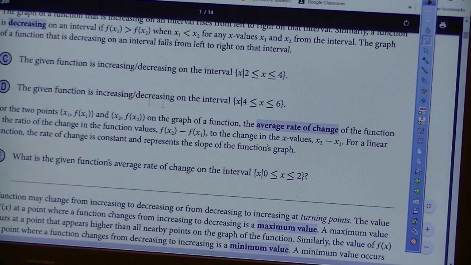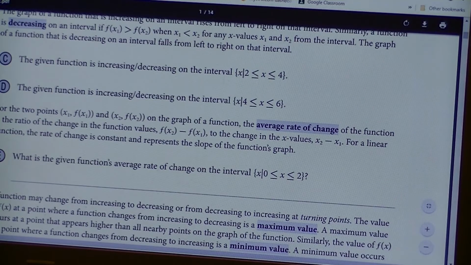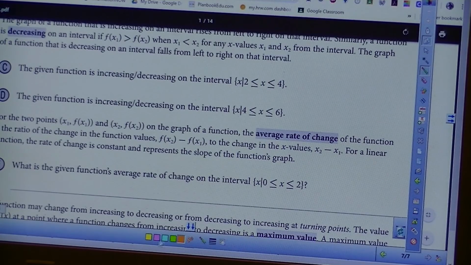But here, they slide this in right in the middle, this concept of average rate of change. So this is a pretty big deal, so I'm making a completely separate video of it. And it says average rate of change. This is what I want you to get into your head: when you see average rate of change, I want you to start thinking slope.